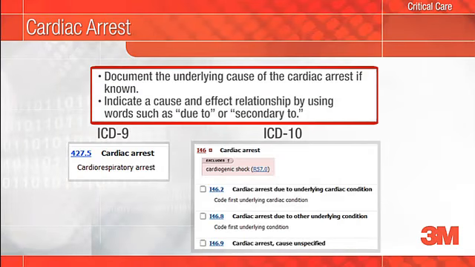ICD-9 provided a single code for cardiac arrest. ICD-10 provides the ability to report the cause of the cardiac arrest when known or suspected as due to an underlying cardiac condition or other condition. ICD-10 also provides codes for intraoperative and post-procedural cardiac arrest, either due to cardiac surgery or another type of surgery. Your documentation should indicate a cause and effect relationship by using words such as due to or secondary to.